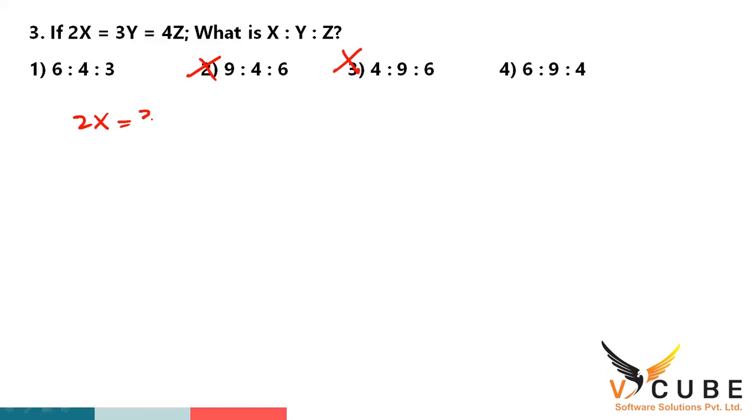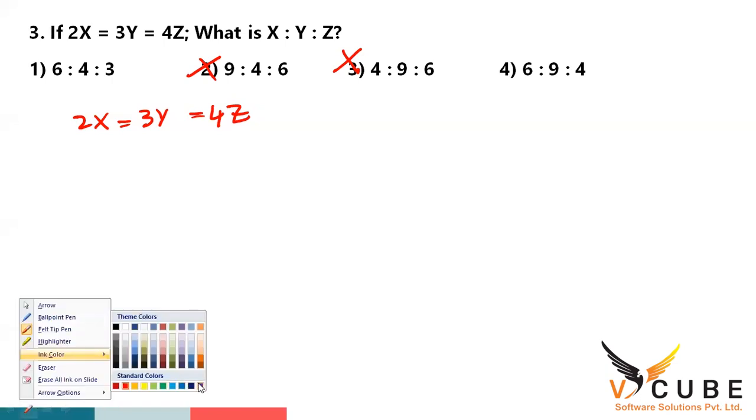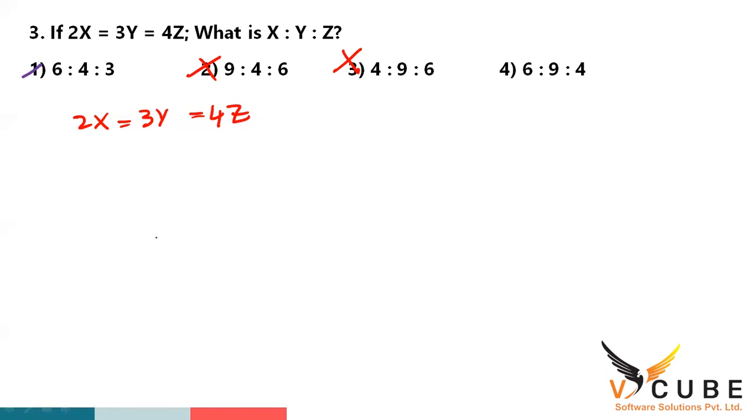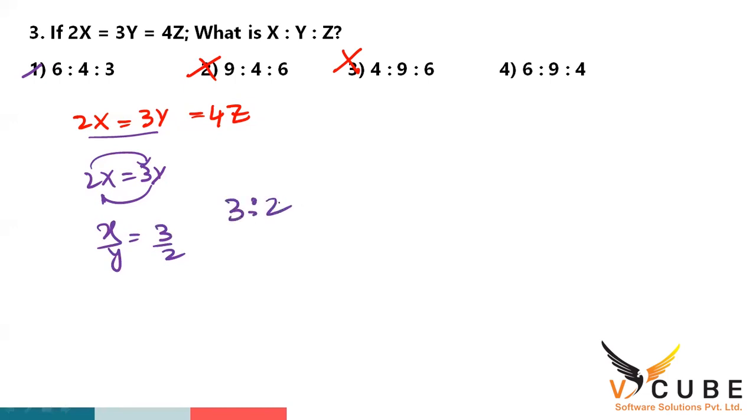So 2x is equal to 3y is equal to 4z. Okay, look at the screen, guys. Option 1 is very good, excellent. Option 1 is the right answer. Let me check, no issue. First take these two values. So 2x is equal to 3y. Take y to this side, take 2 to that side. x by y is equal to 3/2. So 3/2 means 3 is to 2.